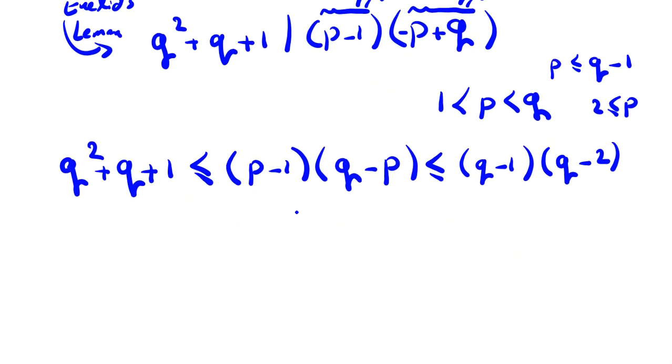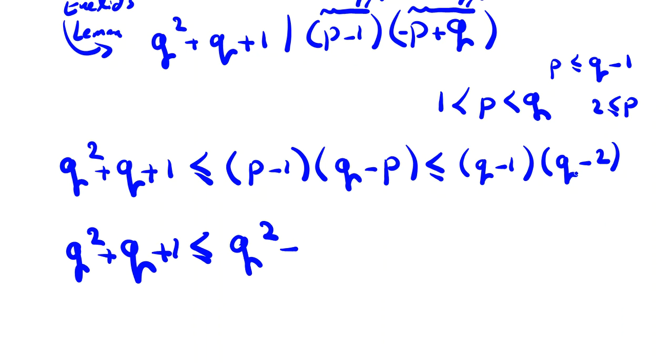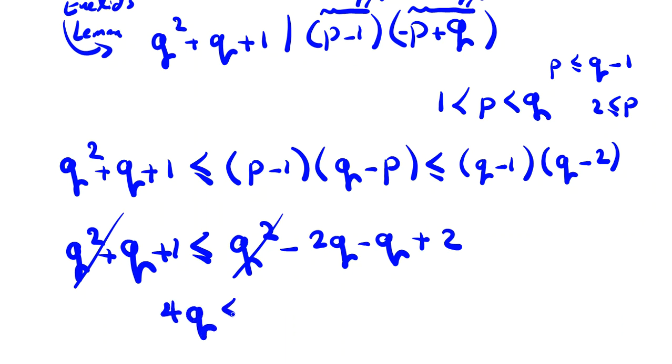And now here, q squared plus q plus 1 is less than or equal to q squared minus 2q minus q plus 2. So we can cancel these two, and you can say negative 3q, take it to left hand side, 4q is less than or equal to 1, but p is at least 2, so q is strictly greater than p, so q is at least what? q here is at least greater than p, at least 3. So 4q is at least 12. So we've reached contradiction for this part.